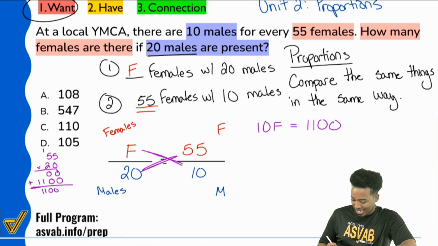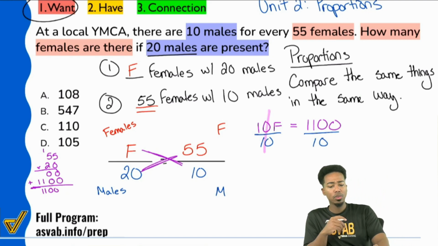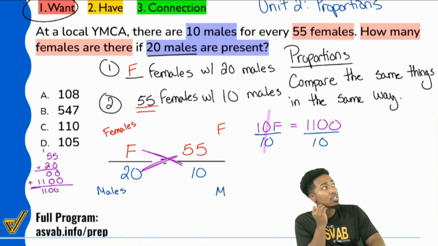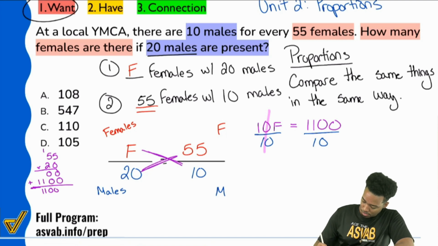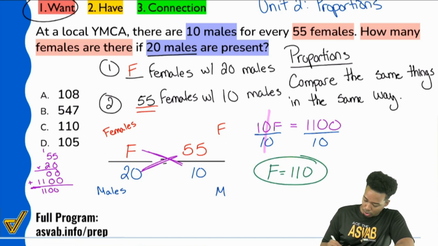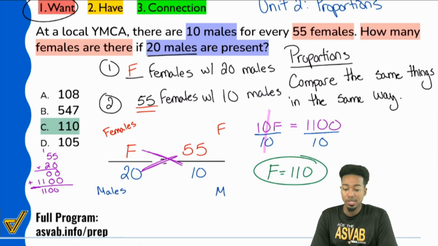And then the very last step, everybody, we'll divide. And we'll divide both sides by that 10. Once that's gone, everyone, 1100 divided by 10 is 110. So there were 110 females present at that moment at the YMCA.